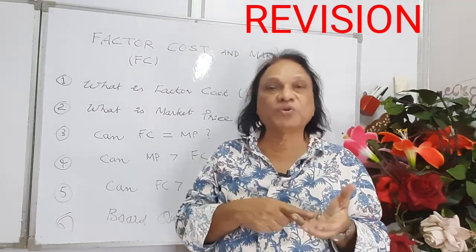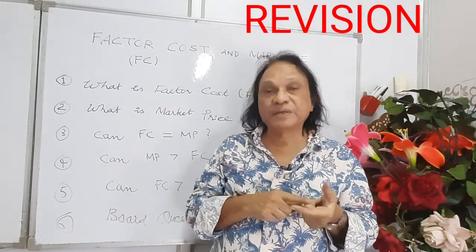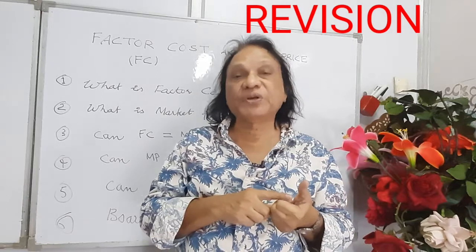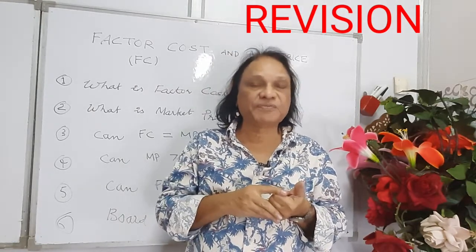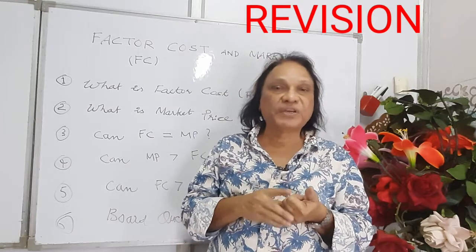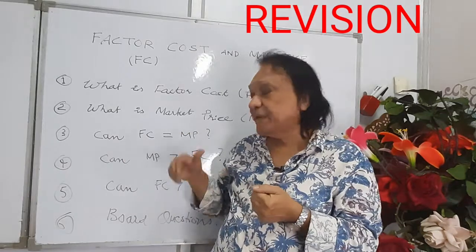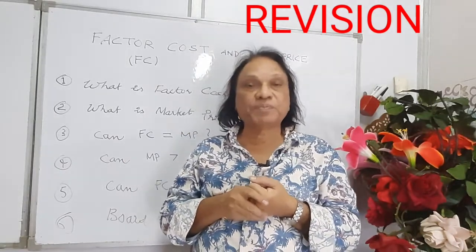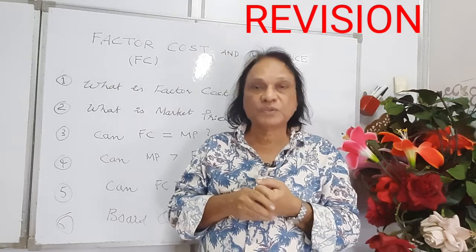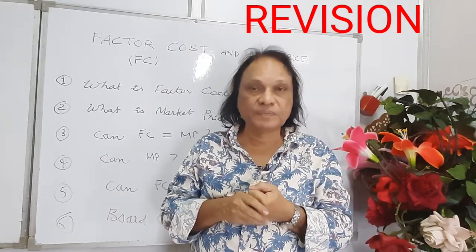Suppose you are paying land 10 rupees, labor 10 rupees, capital 10 rupees and the entrepreneur gets 10 rupees, the factor cost is 40 rupees. That is, factor cost is equal to wages and salaries plus rent plus interest plus profits. That's factor cost. What is market price? Market price is the price of the commodity. If you add NIT to factor cost, we get the market price of the commodity. So market price is equal to factor cost plus NIT.